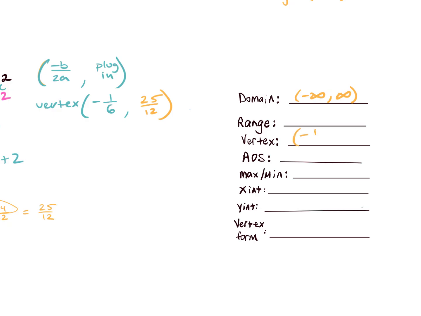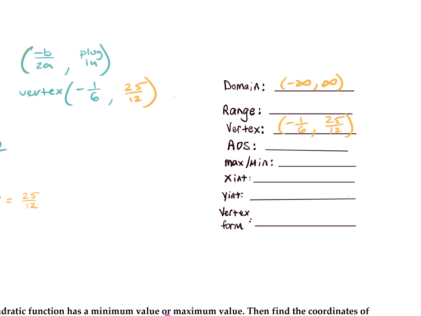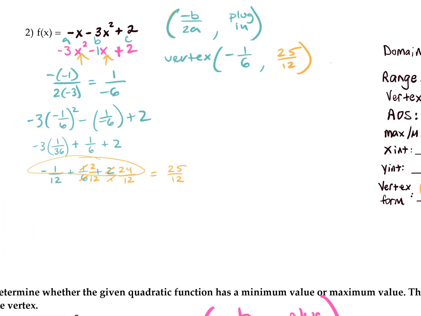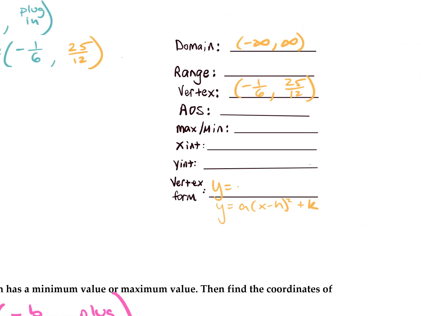So our vertex is going to be negative 1 over 6, comma, 25 over 12. We can put it into vertex form. So y equals a times x minus h squared plus k. So y equals, what's our a? Negative 3, perfect. Negative 3 times x minus h. This is our h and our k. So minus negative 1 over 6 would be plus 1 over 6 squared plus k, so plus 25 over 12.